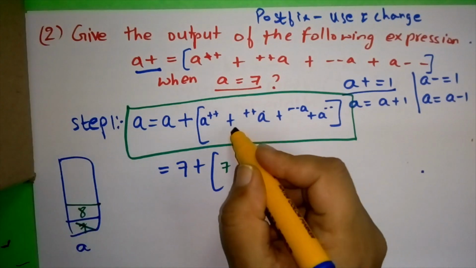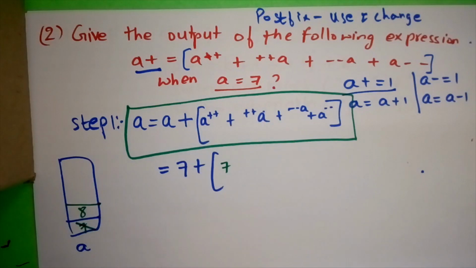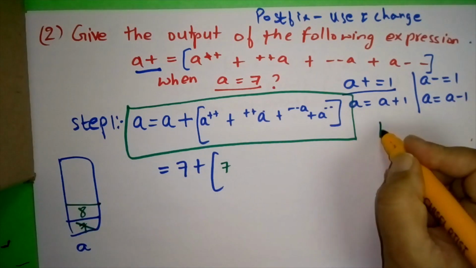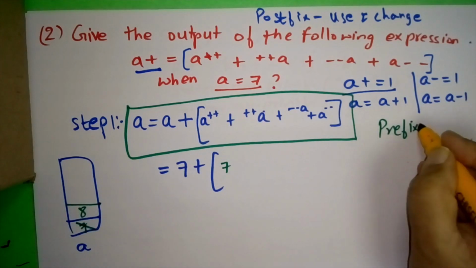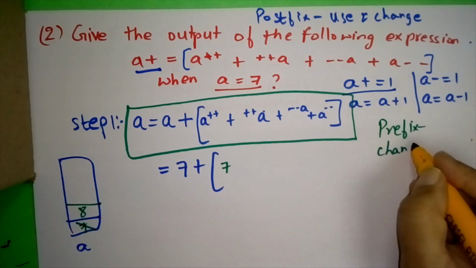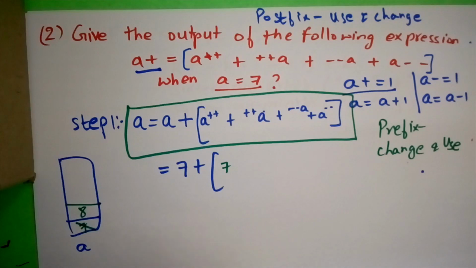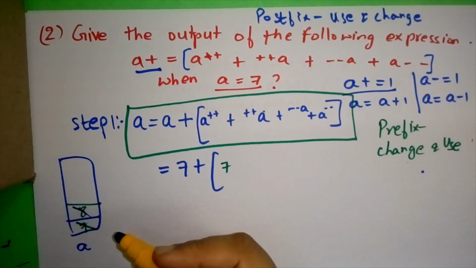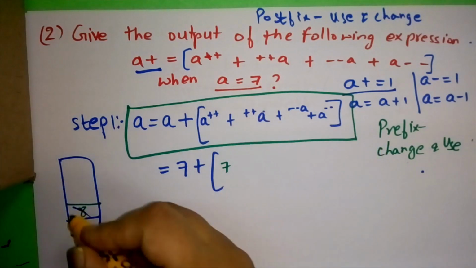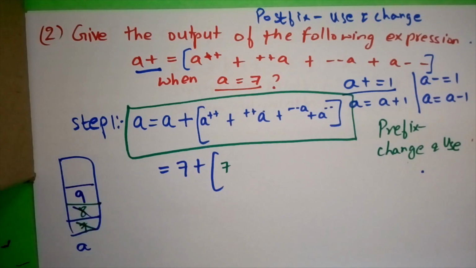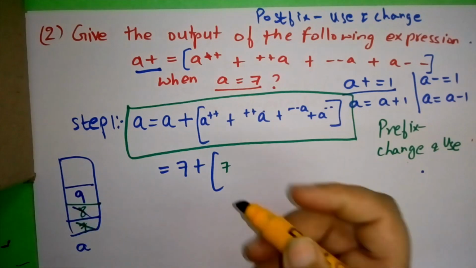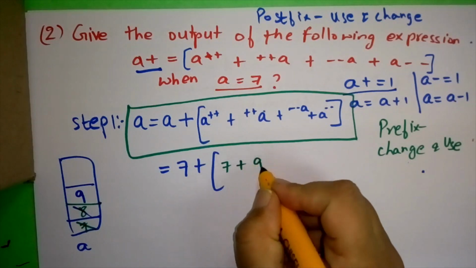Okay. Now again it is plus plus a. So that means it's a prefix. So what is there for prefix? Prefix is change and use. So you need to first change. So this 8, what was here, is now changed and it's a plus. So I add 1. So this becomes 9. Okay. So I put here 7 plus 9.